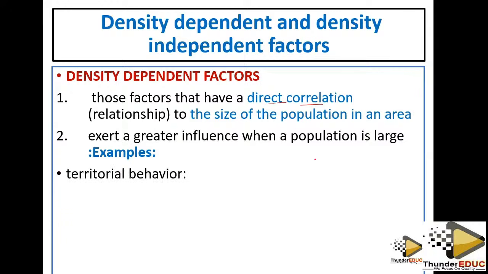So examples of these density-dependent factors: number one is territorial behavior, then predation and competition. When we say territorial behavior, it means the behavior some organisms do to protect a specific area. It could be mates, the number of females or number of males.